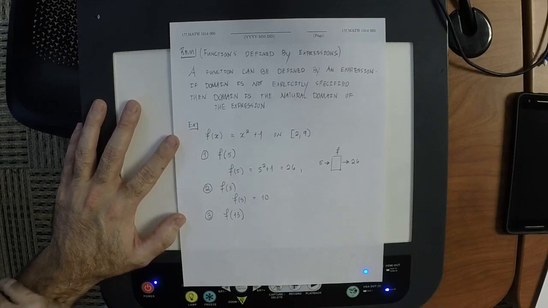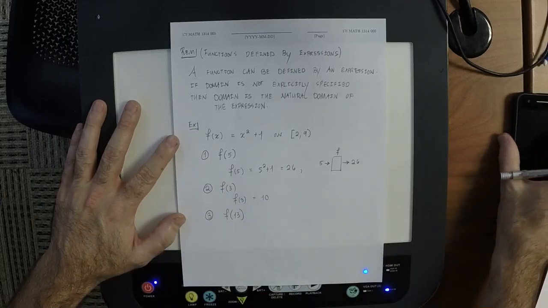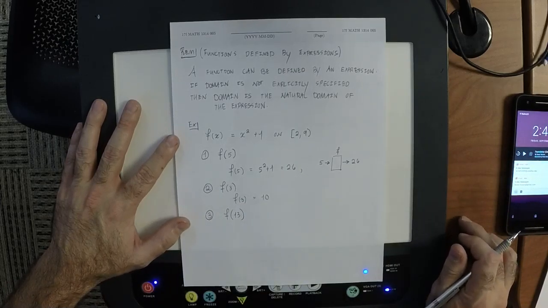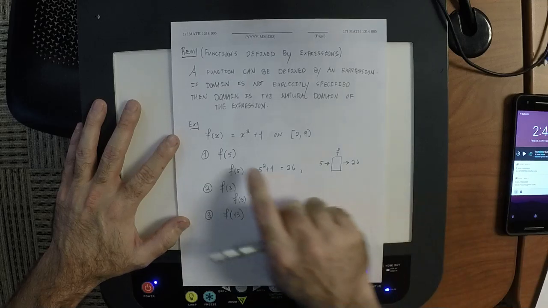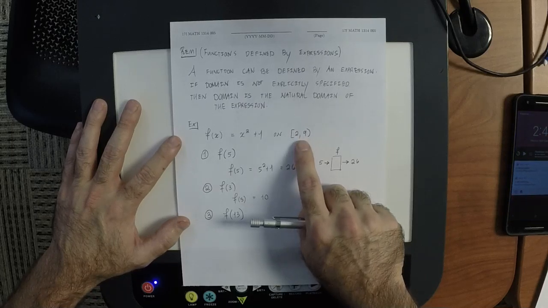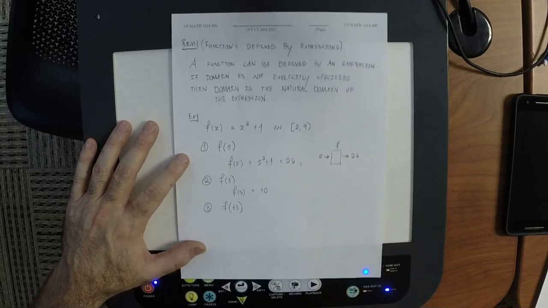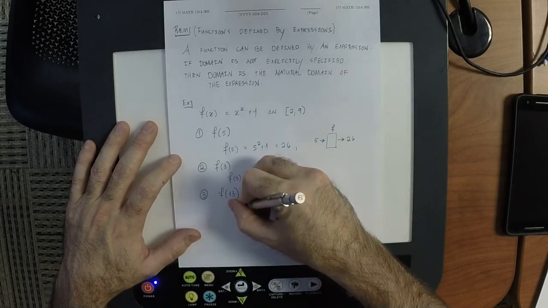I agree entirely. But the answer is not 170. Right. It's not in the domain, right? This bit is the domain. So what this is saying is that this is the set of permissible inputs. So the answer is that this is undefined.